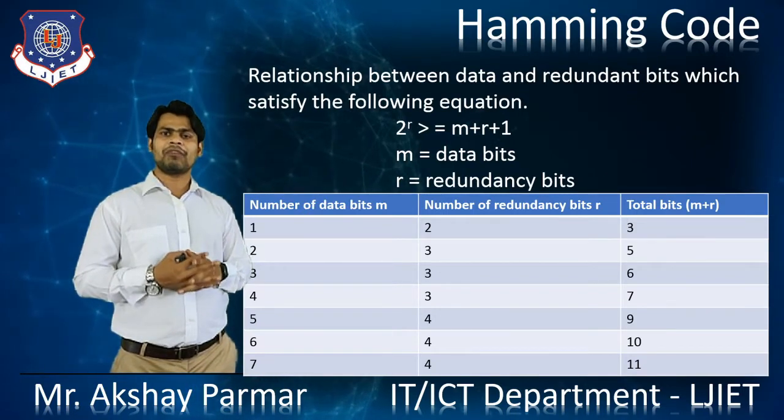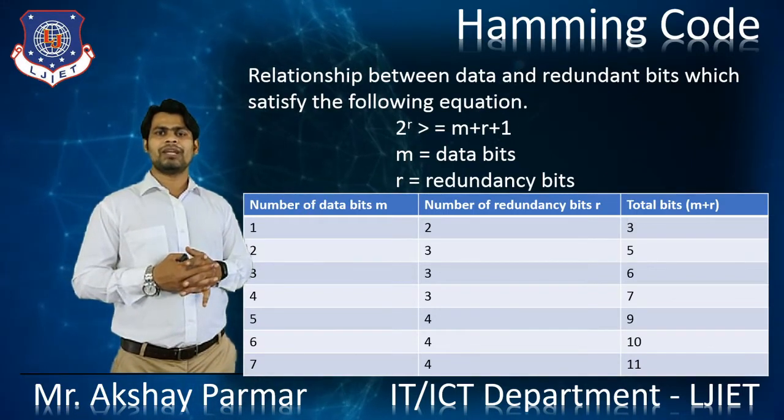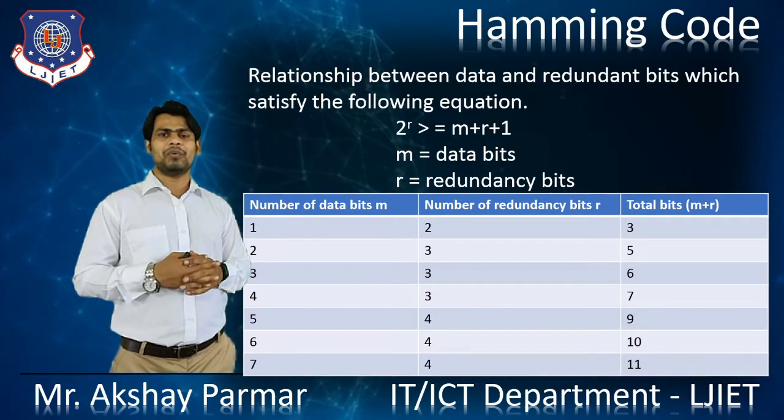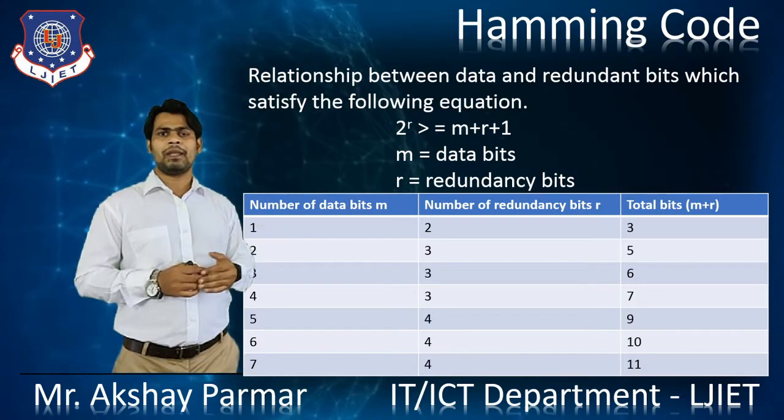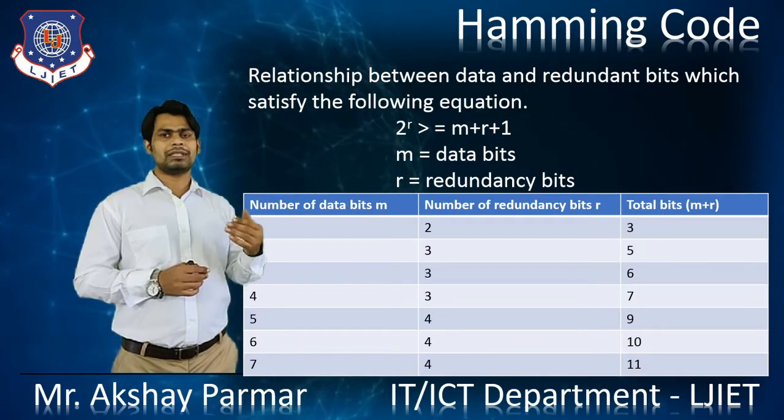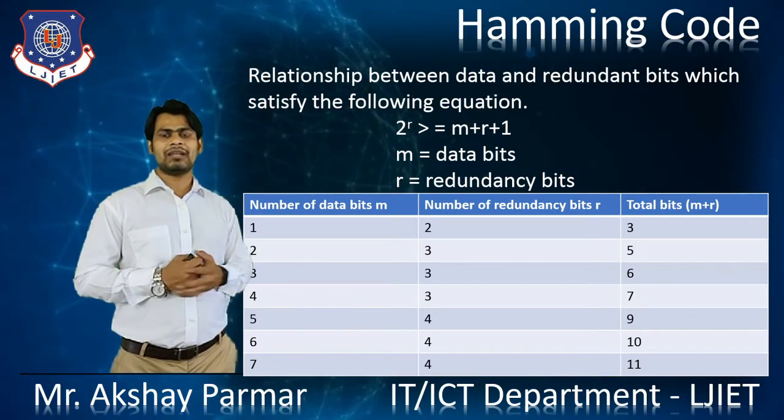But what if the number of data bits is 5? So we can select the redundant bits as 4, right? So 5 plus 4 is equal to 9, plus 1 is equal to 10. So 2 raised to 4 is equal to 16. So it is satisfying the condition.